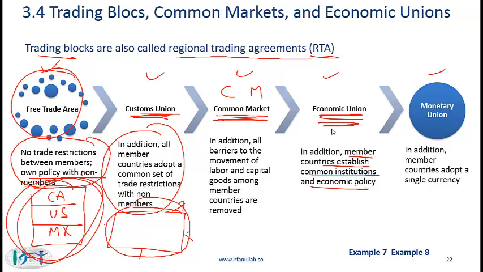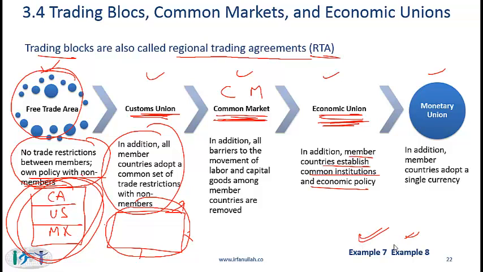And then the next level is where the three countries of North America come up with a common set of institutions that make economic policy. So from CM, we go on to economic union, and finally we have a monetary union. Not sure if that helps or not, but make sure you remember what each of these means.